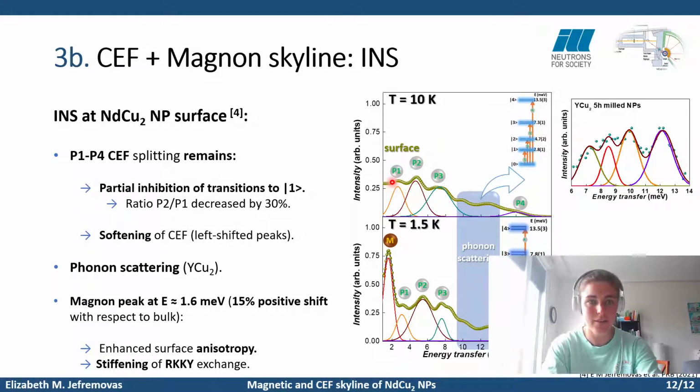Going into a little bit more detailed description, we observe this partial inhibition of the transition to the first excited level, a softening of the crystalline electric field peaks, and what we observe is that this magnon mode, this peak associated to the magnon, accounts for a positive shift, meaning that it is a shift towards larger energy values compared to the bulk situation. This is understood by means of the enhanced surface anisotropy, but can also account for the stiffening of the RKKY exchange at the nanoparticle surface.